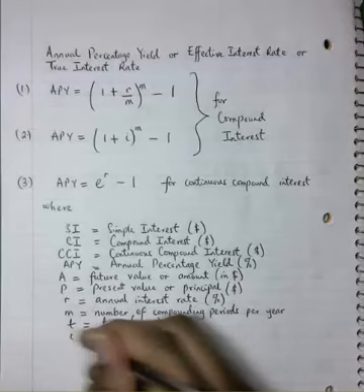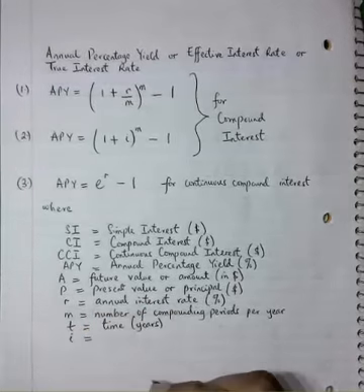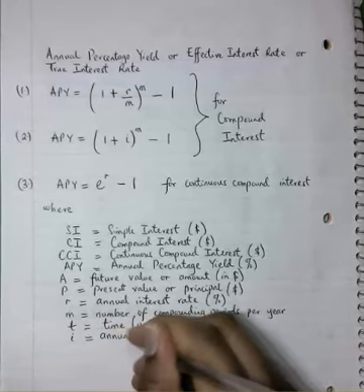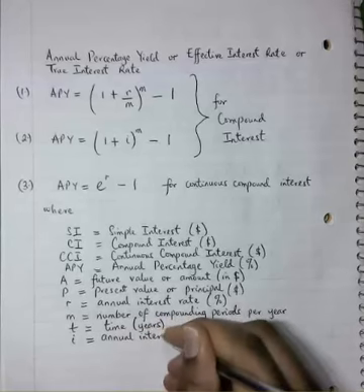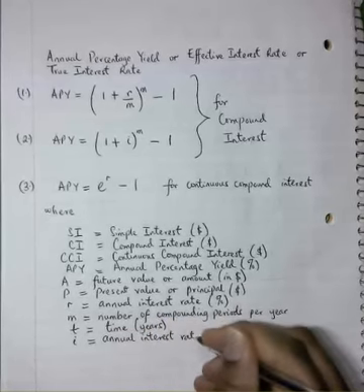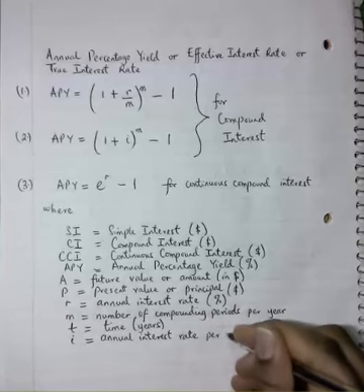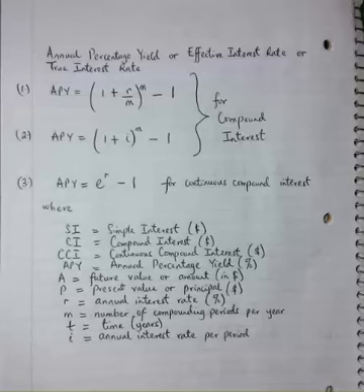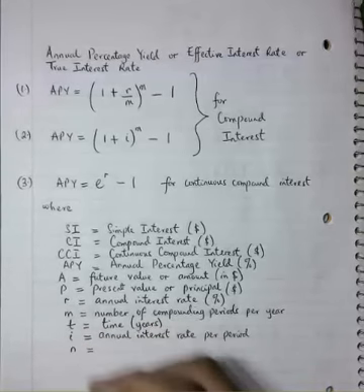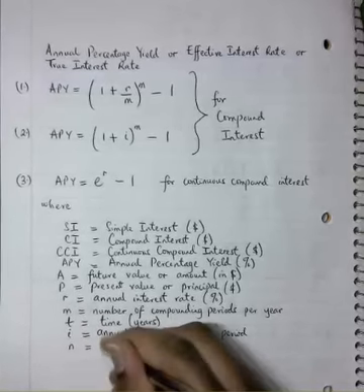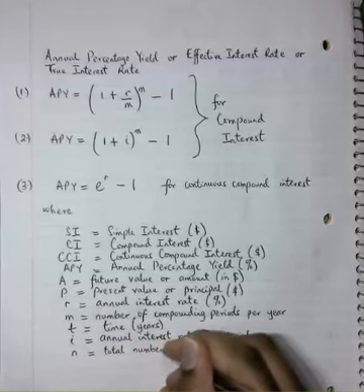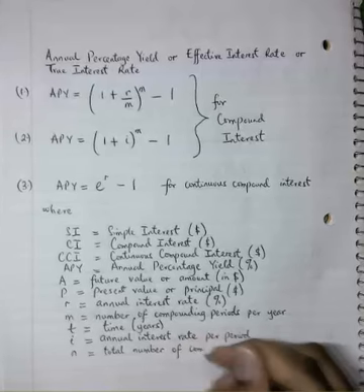I, lowercase i, is the annual interest rate per period. N, lowercase n, is the total number of compounding periods.